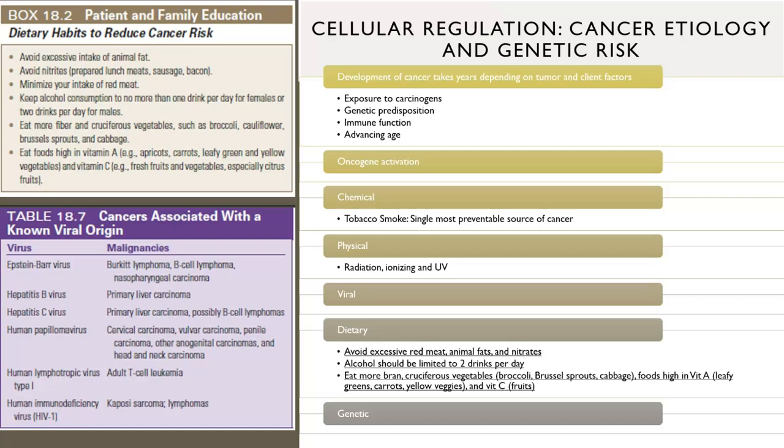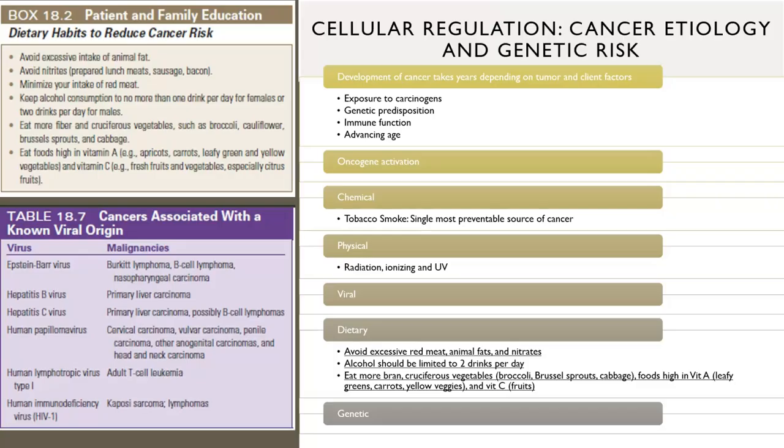So is your patient exposing themselves to carcinogens? Do they have a genetic predisposition? How's their immune system? Do they have HIV? If they have HIV, they're going to be at higher risk for cancer. And the one key thing that occurs with everybody, if they make it to 65, after 65, you're at a higher risk for cancer, period, no matter what kind.